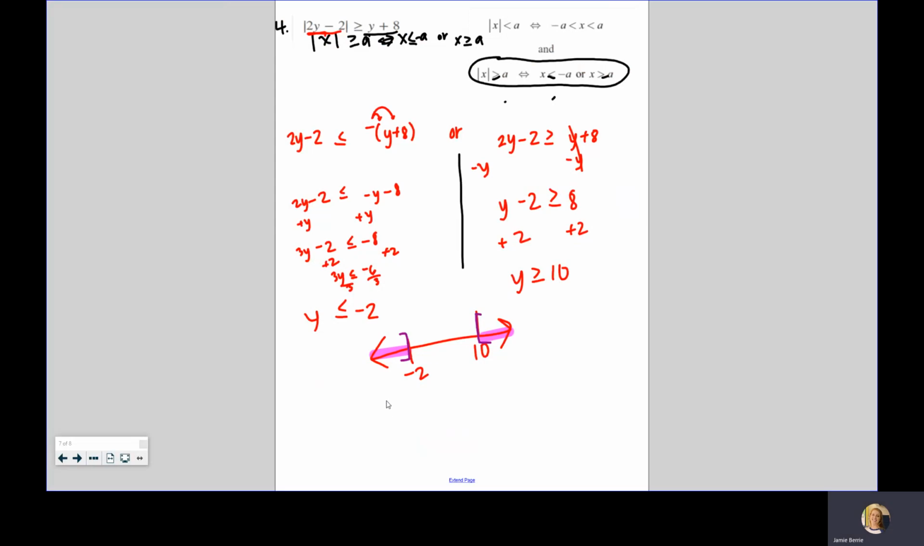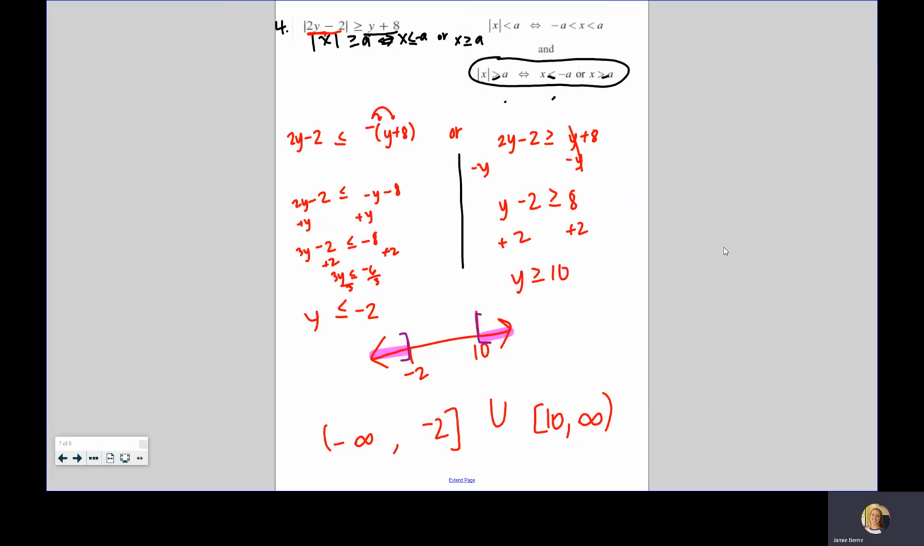All right, now you can easily write interval notation. We know it's going to start out here at negative infinity, and negative infinity always has a parentheses. From negative infinity all the way to negative 2, close it with a bracket. Gap is represented by a union. Open back up with a bracket at 10. Shade all the way to positive infinity. Close with a parentheses.